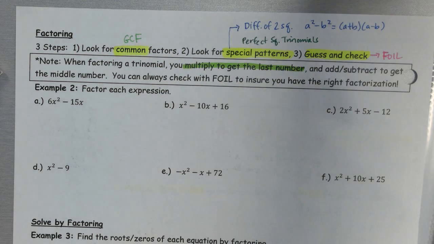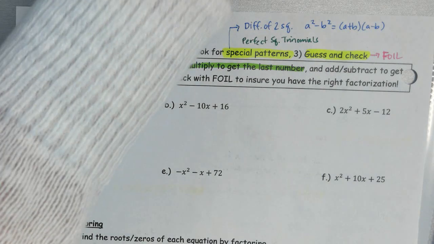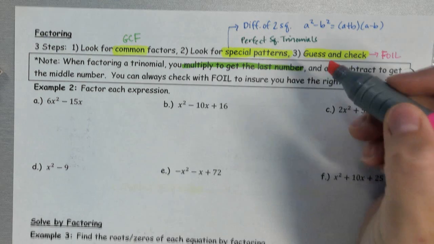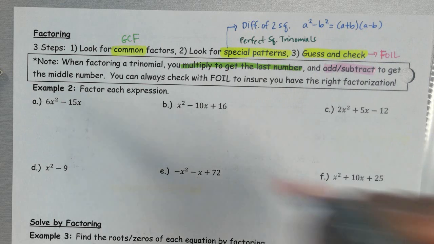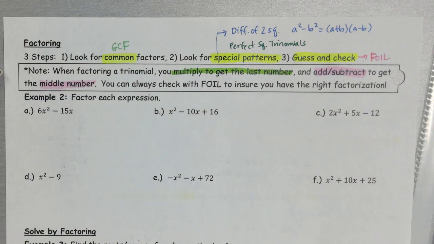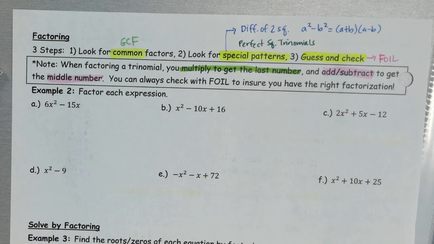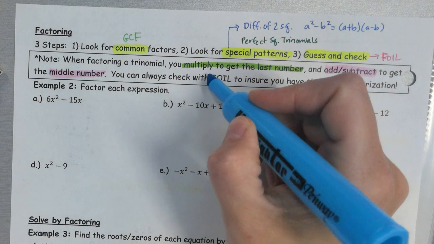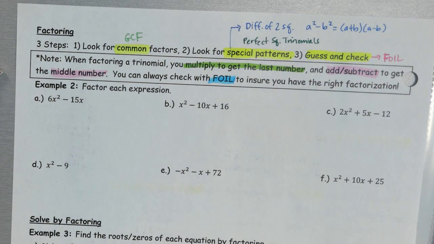And then depending on whether the signs are opposite or the same, that is going to determine whether you are going to add or subtract to get the middle number. So you multiply to get the last number, you add or subtract to get the middle number, depending on what your signs are. And then you can always check with FOIL. That's going to make sure that you have the right factorization. So we're going to be doing lots of checking today.